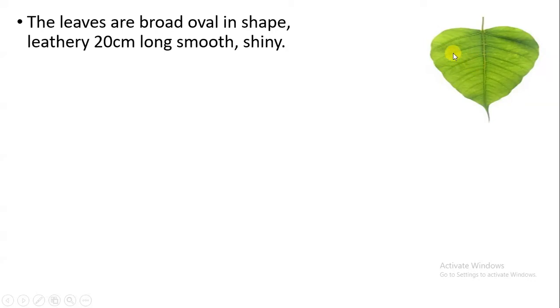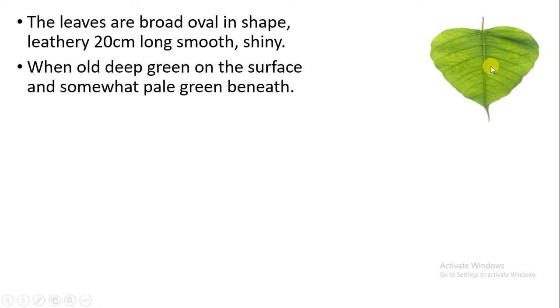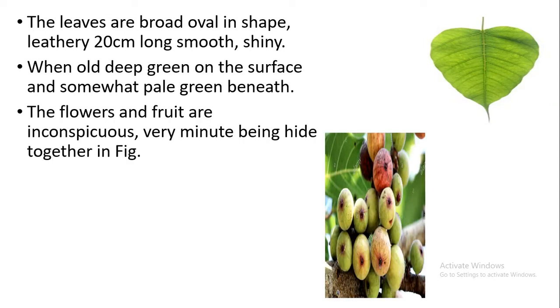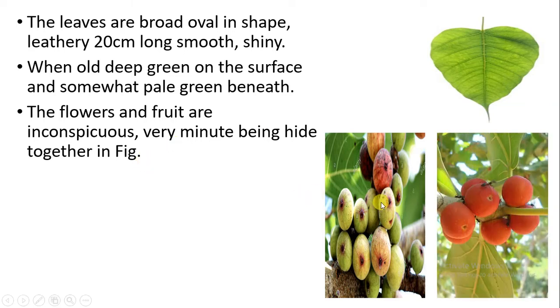When we talk about the leaves, they are broad, oval in shape, about 20 centimeters long, smooth and shiny. When old, the color changes into deep green on the surface and somewhat pale green beneath. The flower and the fruit are inconspicuous, मतलब कि ज़्यादा attractive नहीं होते, and they are very minute and hidden inside the fig.